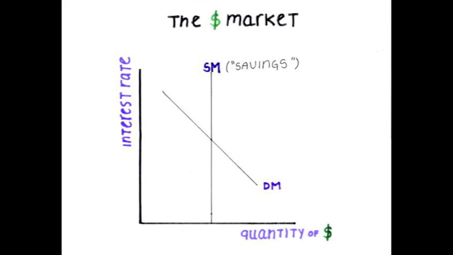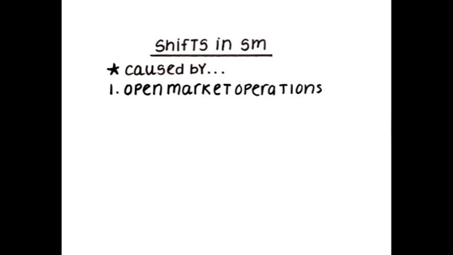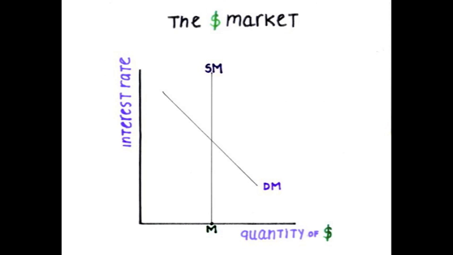Think of this line as savings, because you can either save or spend your savings. The point where the money supply hits the x-axis, or the quantity of money, is at the point M, which is chosen by the Federal Reserve. Just like the money demanded line, this line can be shifted by a few factors. Changes in open market operations, discount rates, and reserve requirements all shift the location of money supply.